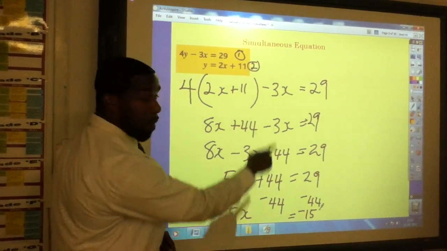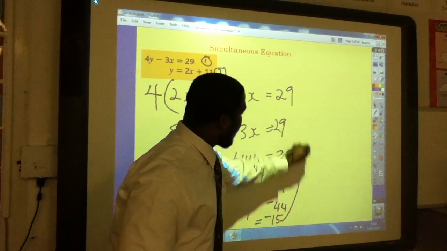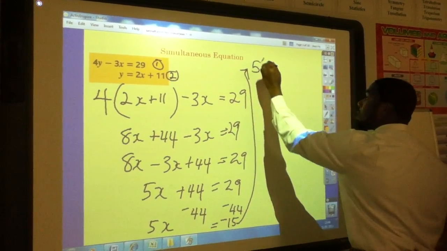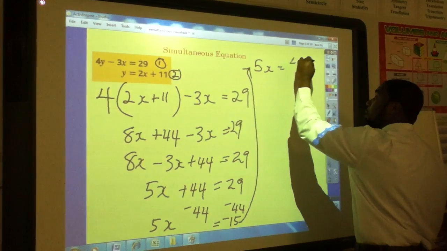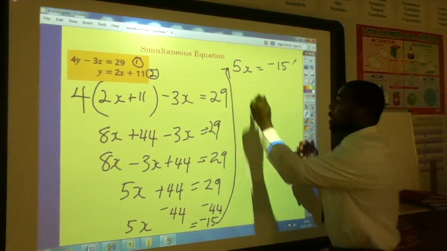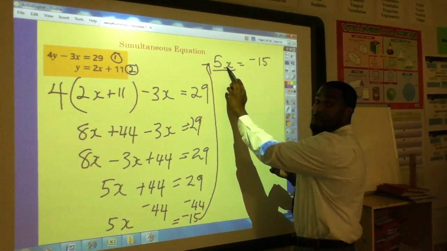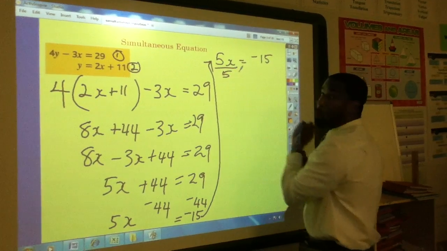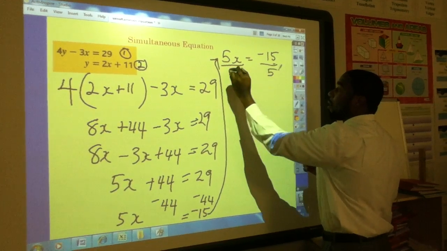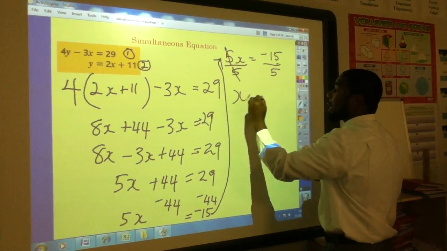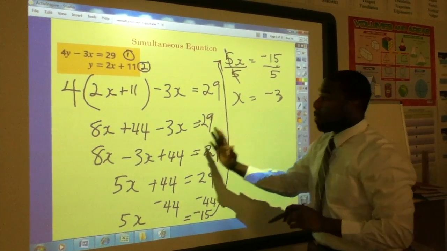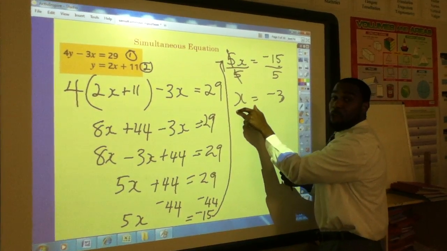I'm just going to write that up on the top so you could see that a little bit clearer. Alright, so now we have 5x is equal to minus 15. We want x by itself, therefore we must divide, because this is 5 times x, so we have to divide by 5 on one side. Whatever you do to one side, you must do the same thing to the other side. 5 cancels 5, so you're left with x is equal to negative 3. So that's one part where we have simplified and solved for x.